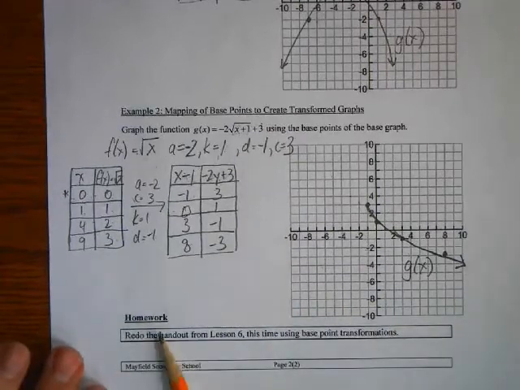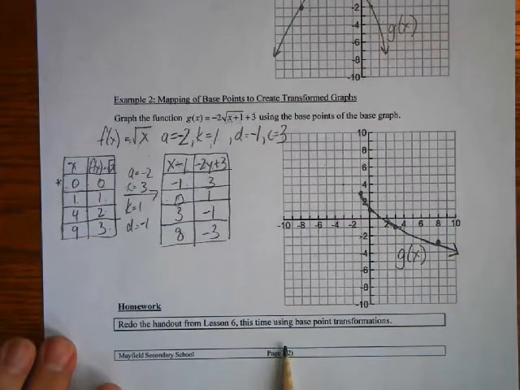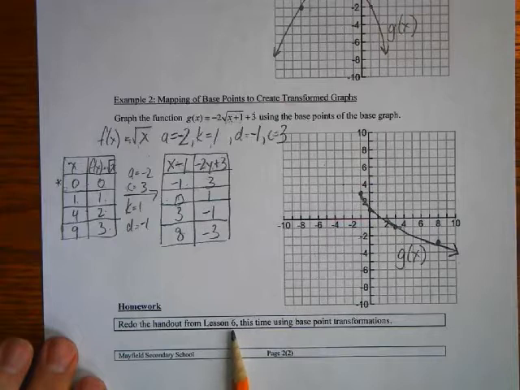So the homework questions for this, this is not a typo. This is the handout from lesson 6, the previous one, where I gave you a bunch of transformed base functions, equations for them, and I asked you to graph them using the technique we learned in lesson 6. And now I'm saying, okay, we know that technique isn't all that great. Let's try this new and improved technique that I think you'll like better. So it's basically print that handout again, and this time use base point transformations.